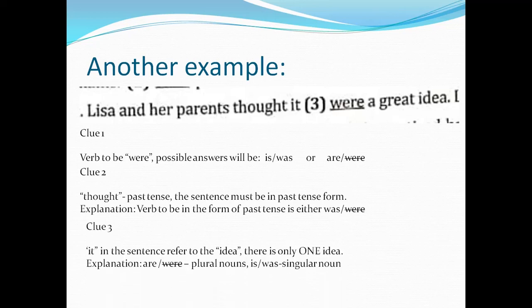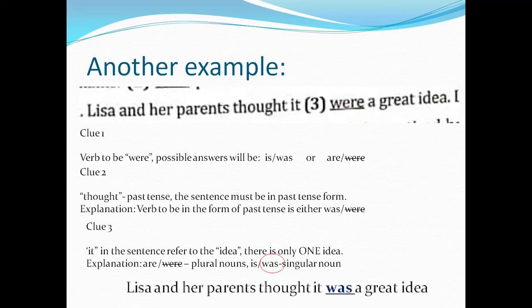Clue number 3: it in the sentence refers to the idea. There is only one idea. Explanation: are or were is used with plural nouns, whereas is or was is used for singular nouns. So the correct answer is: Lisa and her parents thought it was a great idea.